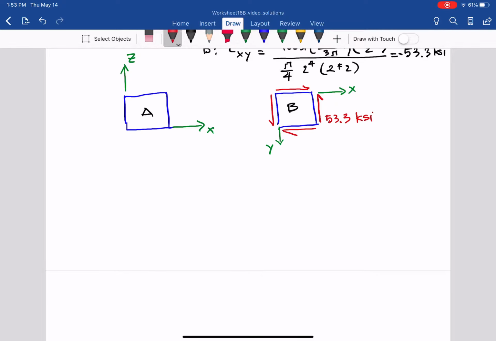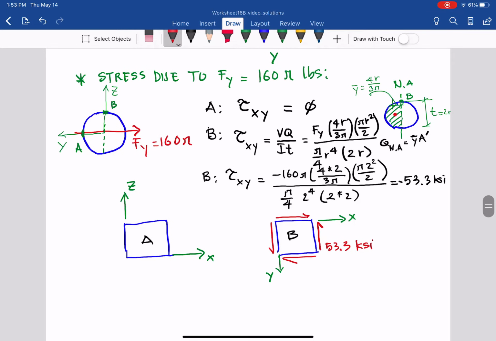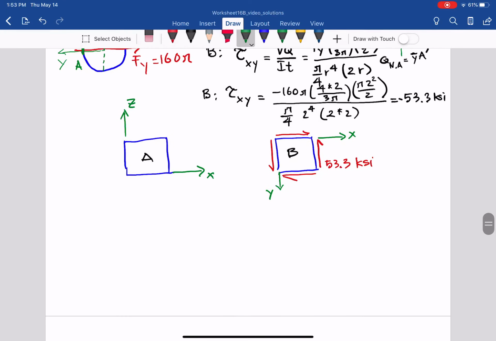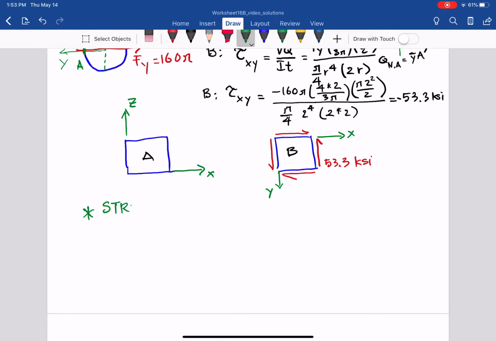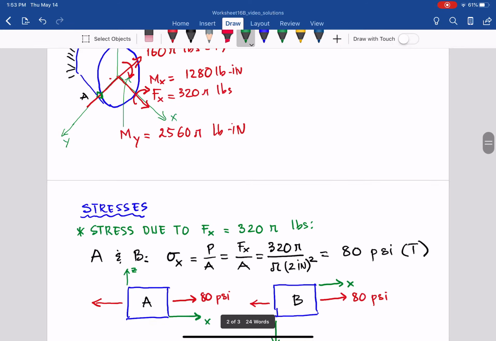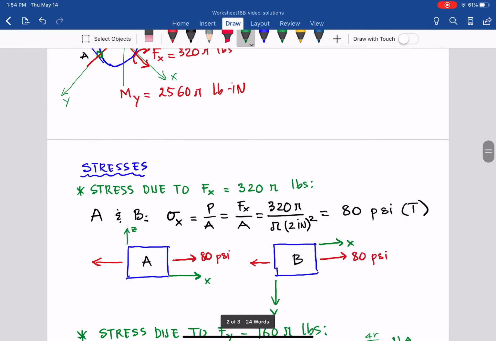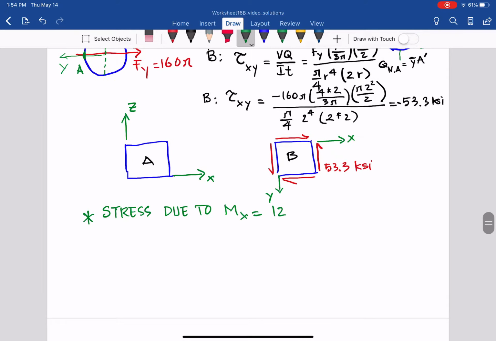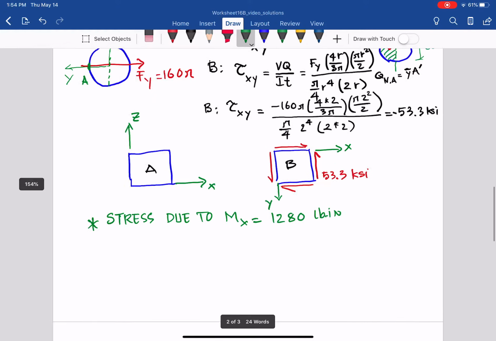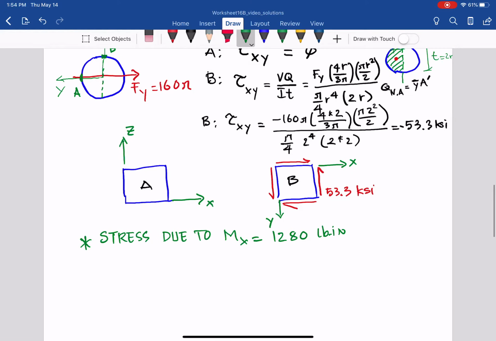So let's do here the stress due to Mx. And Mx we already found out is equal to 1280 pi per inch. From that, let me draw the cross section again, similar to the 3D, in 2D, so that it is easy to imagine.